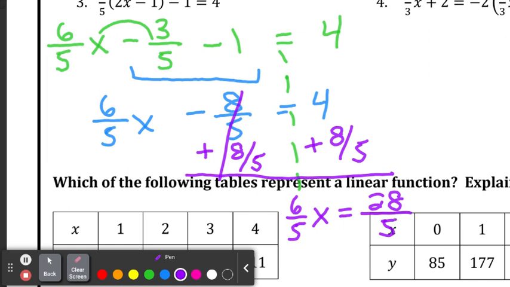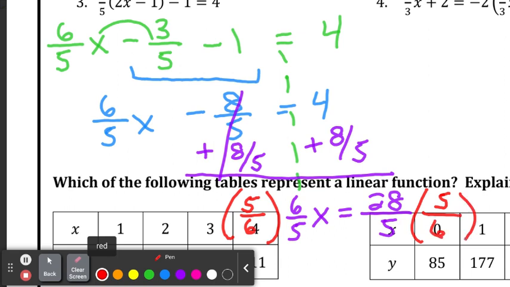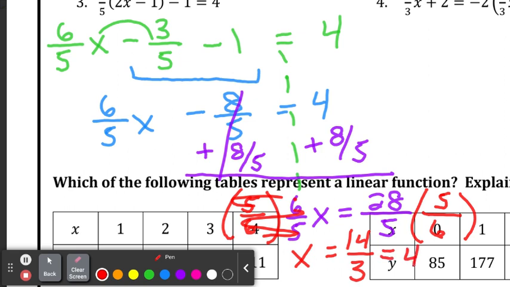Now, to get x by itself, you can either divide by 6/5 or you can multiply by the reciprocal, which means flip the fraction. It doesn't matter. Dividing and multiplying by the reciprocal mean the same thing. So those cancel out. So you get x equals 14 over 3, or on your calculator you might get 4.66666666. I would highly recommend just leaving it as a fraction. If you must write a decimal, make sure you round it appropriately to 4.7.